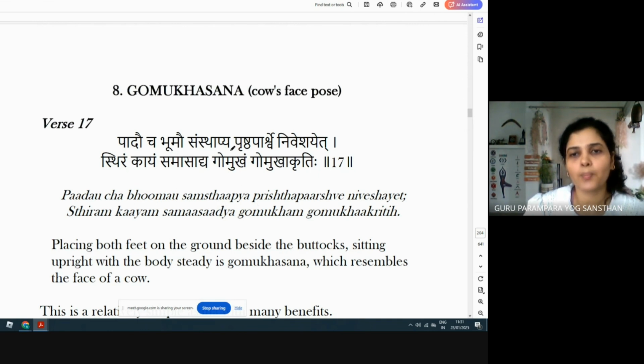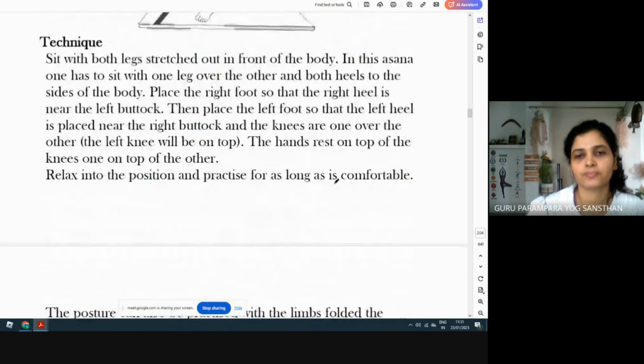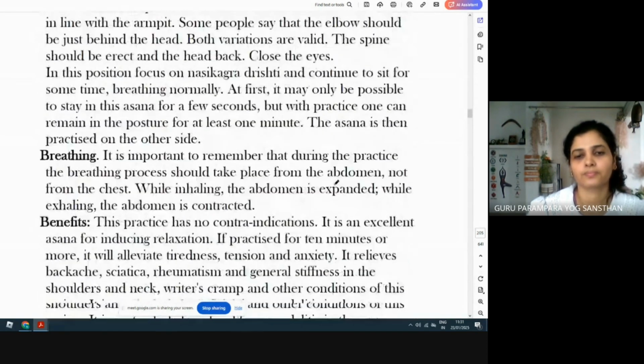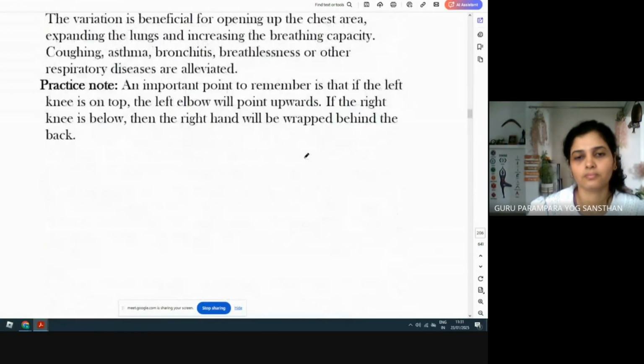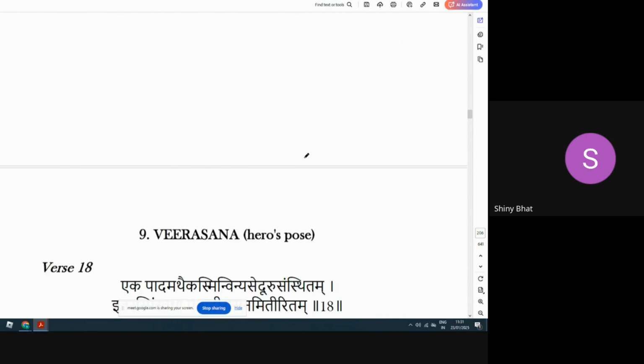Padau cha bhumau samsthapya prishtha parshve niveshayet, sthiram kayam samagriva gomukham gomukhakritim. Because we make a posture like a cow's face, it is called Gomukhasana. Ma'am, here also hand position is not mentioned, right? Yeah.